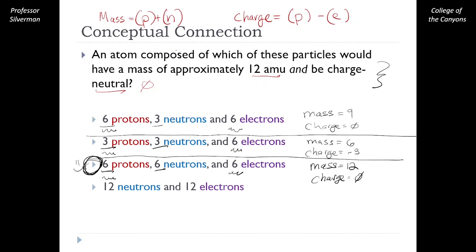But for fun, we can check our last atom as well. We have a mass of 12 plus 0. And a charge of -12. So there we go. Only one atom of these 4 fits the criteria that we are looking for.